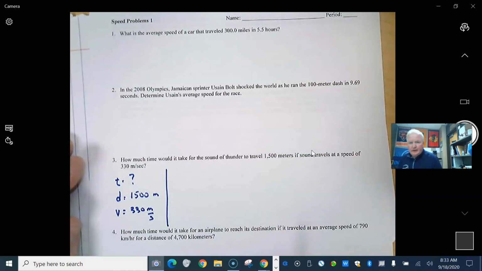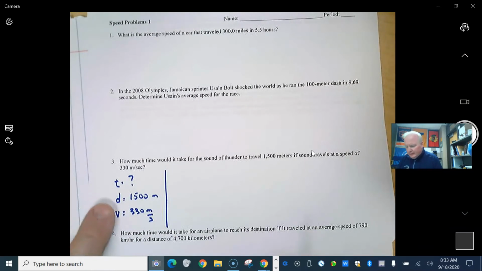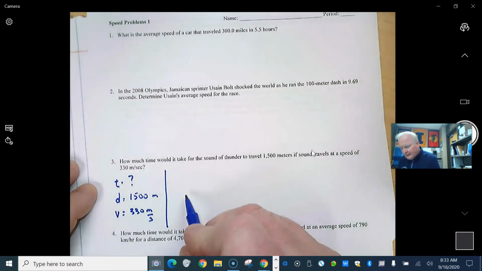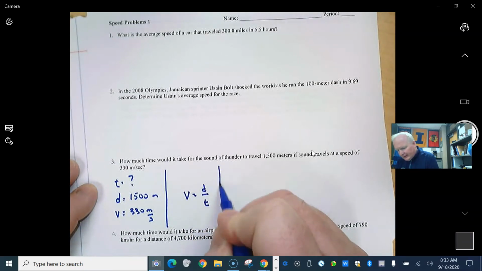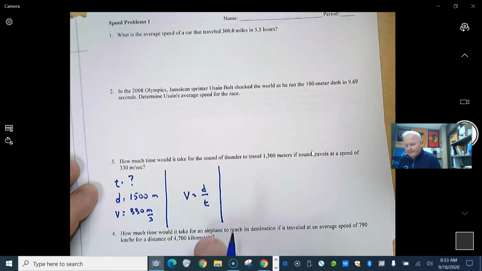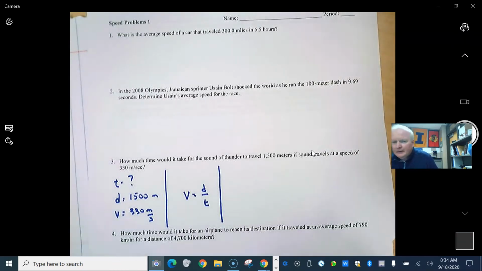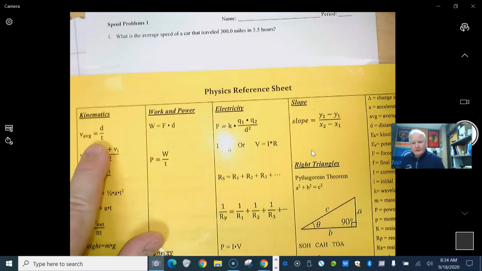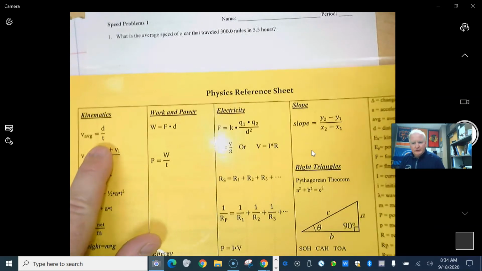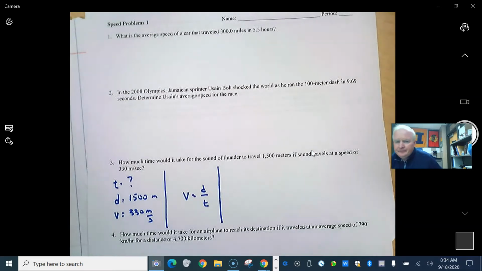All right. Now this, again, allows us to look at the variables here and know that we're going to need the velocity equation. V, D, and T are in there. So velocity equals distance divided by time. Our second column, we just write down the equation, okay, from your reference sheet that's in your interactive notebook or in class, your yellow sheet that looks like this, that you'll always have next to you, all right? And it's the first equation, V average equals D over T, all right?